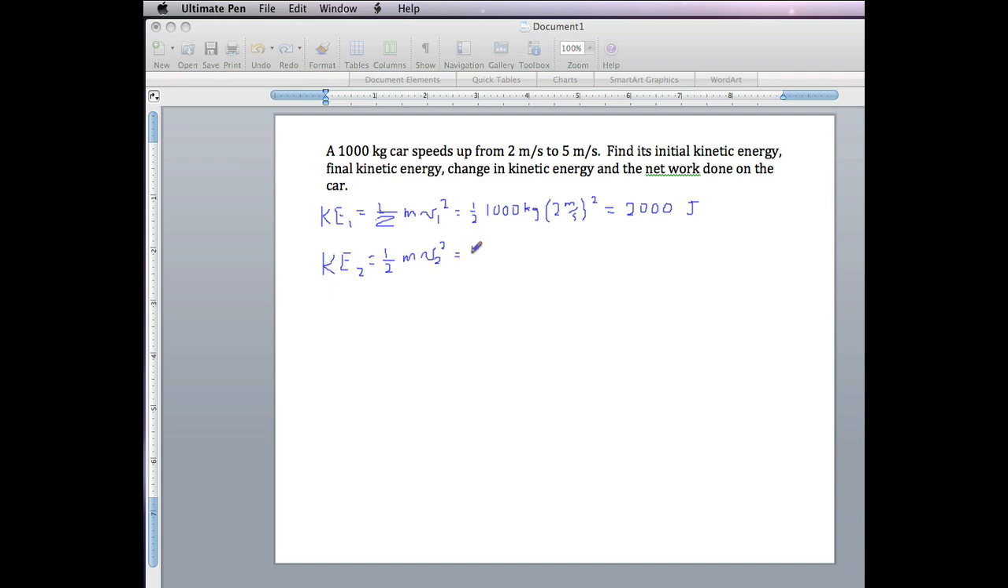So plugging in the numbers, we have 1/2 times the mass of the car, which is 1,000 kilograms, times the square of the final speed of the car. The final speed was 5 meters per second. When you work this out, you get 12,500 joules.